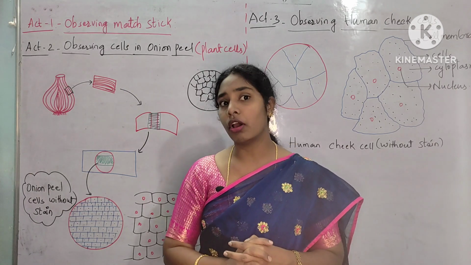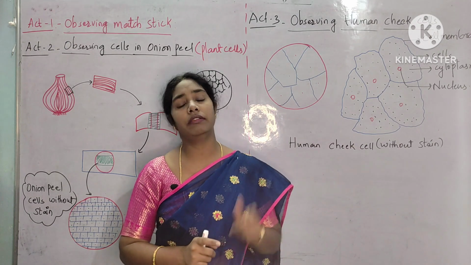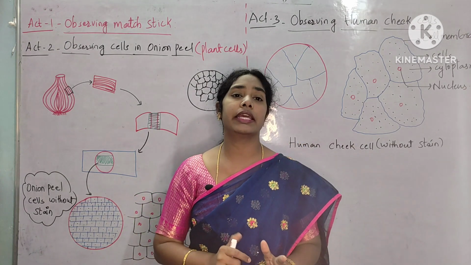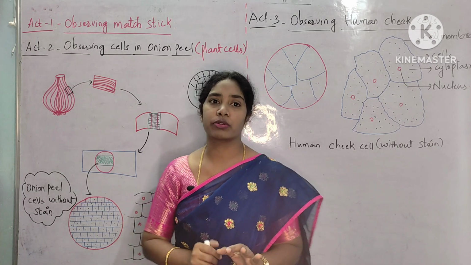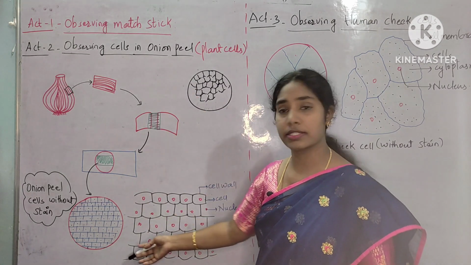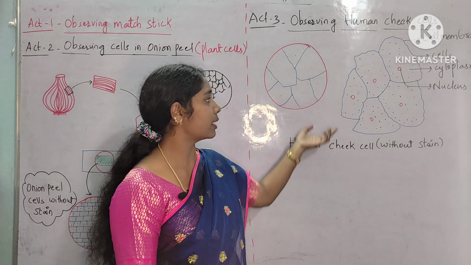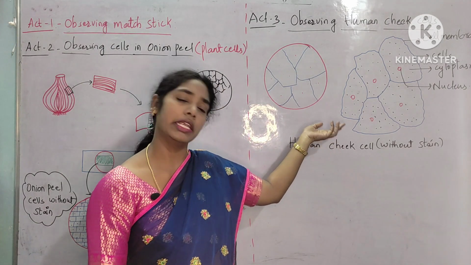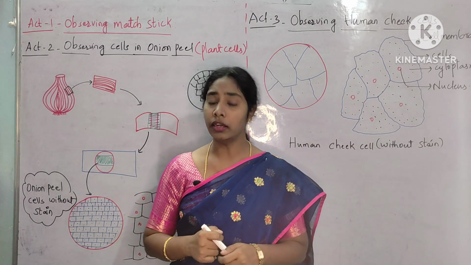So the conclusion after performing all these activities is that we can observe dead cells and even living cells under the microscope. If you take the example of onion, this is a living cell, right? This is a living cell. Whereas if you take the example of this human cheek, it is also a living cell. So this is an activity which is given in our textbook.